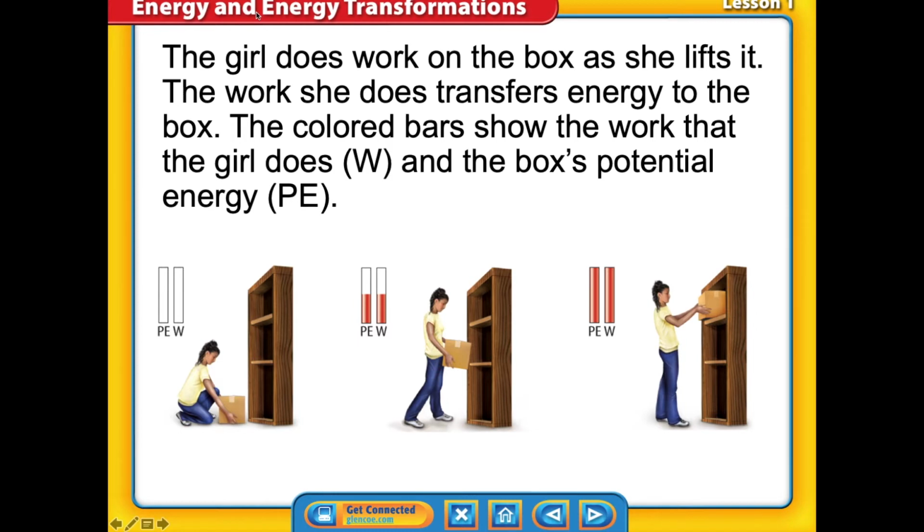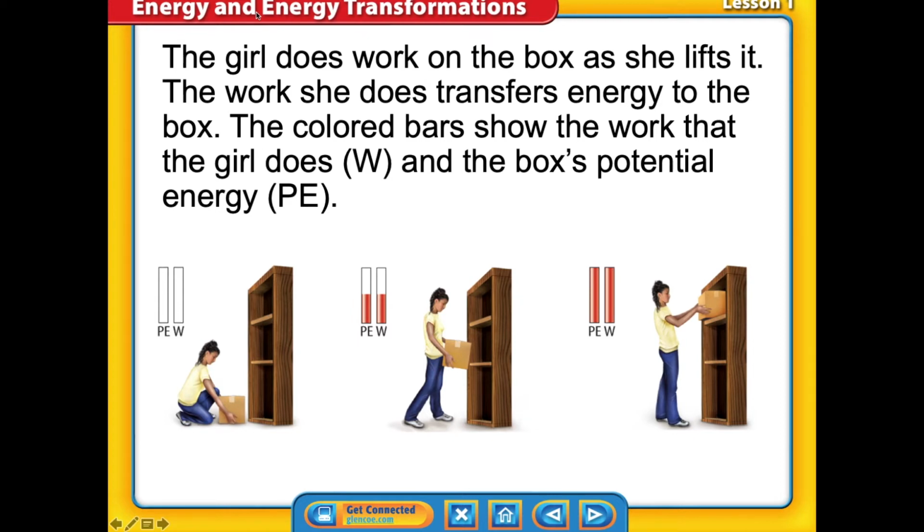So look at the photo on the far left. You can see the box is on the floor. The PE, or the potential energy, is 0. The box does not have any potential energy. It cannot go anywhere sitting on the floor. The W, or work, is at 0 also. There's no work being applied. She's just bent over and touched the box.